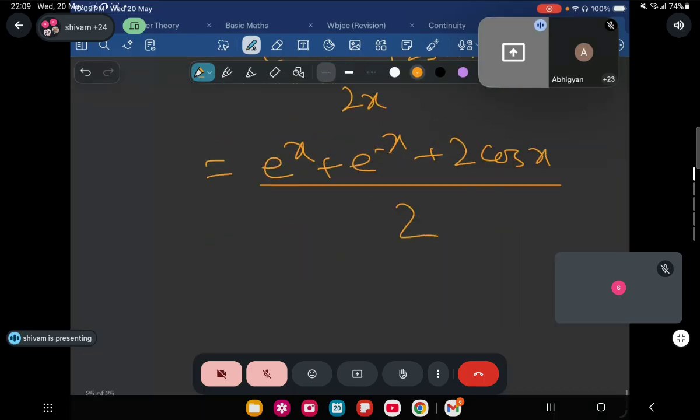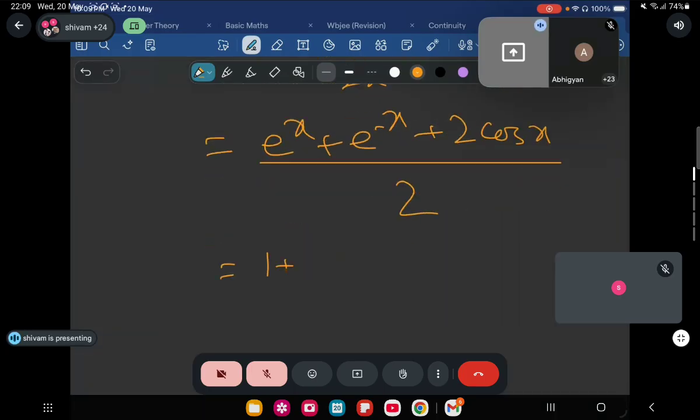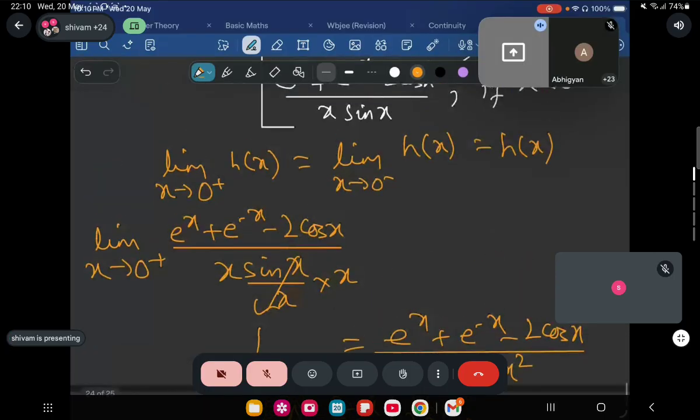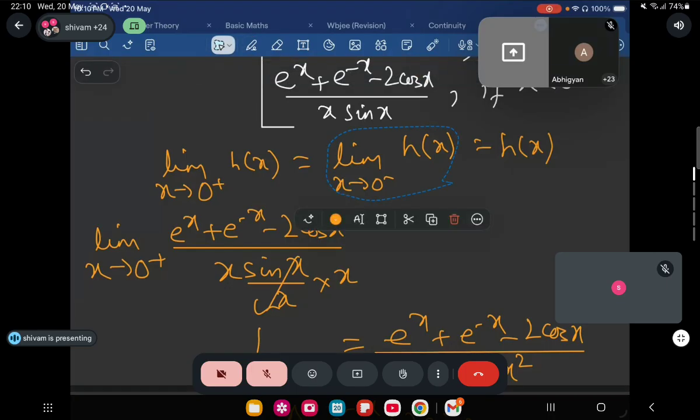Okay. Now you substitute x equal to 0. When you substitute x equal to 0, you are going to get 1 plus 1 plus 2 divided by 2, which is equal to 2. This should be equal to p. Then only it can be made continuous, right? But also, again, you have to check whether the left hand limit exists or not. Then only it can be made continuous. Otherwise, there exists no solution.